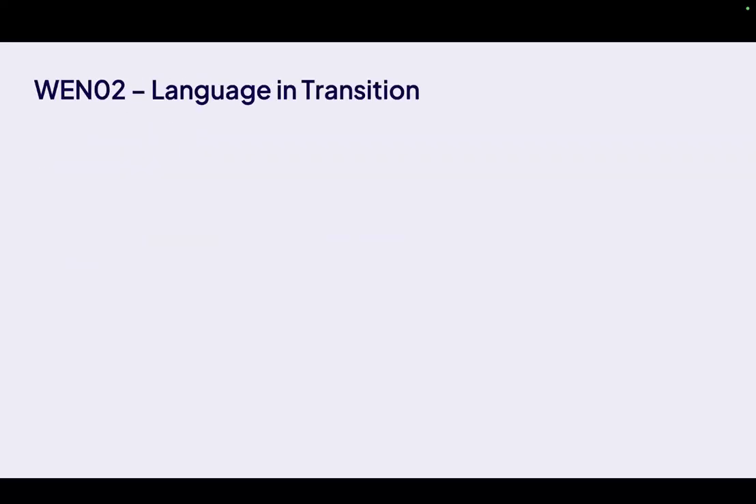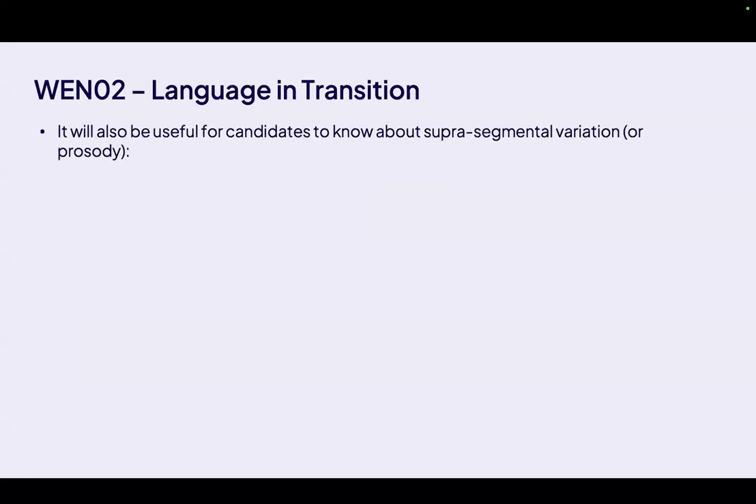Right, so let's look. It is useful for candidates to know about suprasegmental variation, or prosody rather. So there's lots of terminology that they do need to get to know. Prosody, if you're not familiar with it, being the accent of a syllable. So there's lots of things when you go into past papers, which are fabulous. Mark schemes and past papers are gold. They are such a highly useful teaching tool.